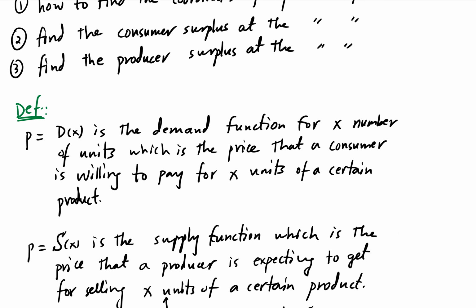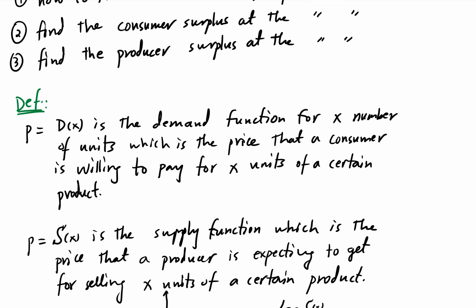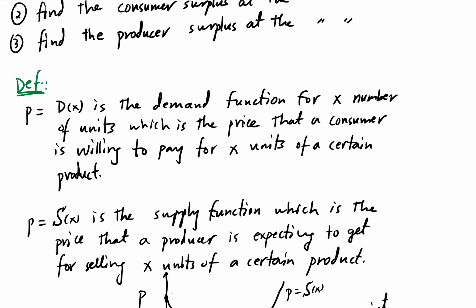And the next one we introduce is S of x, the supply function. So D for demand, S for supply, which is a price that a producer is expecting to get for selling x units of a certain product. It's kind of like seller and buyer. So the first one, the demand, is for the buyer and the supply for the seller.